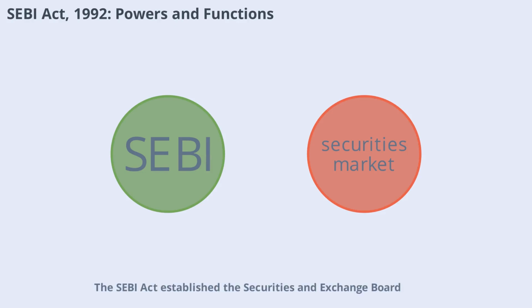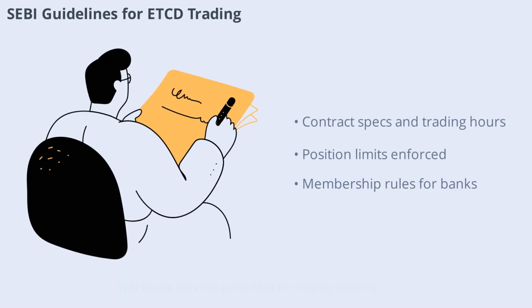The SEBI Act established the Securities and Exchange Board of India as the primary regulator for the securities market. SEBI's mandate includes protecting investor interests, promoting market development, and regulating market intermediaries. It has the authority to register, regulate, and penalize brokers and other participants, ensuring that the securities market operates in a fair and orderly manner. SEBI issues detailed guidelines for trading, clearing, and settlement of currency derivatives.